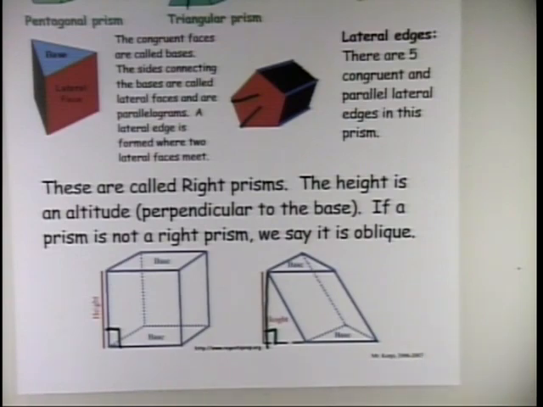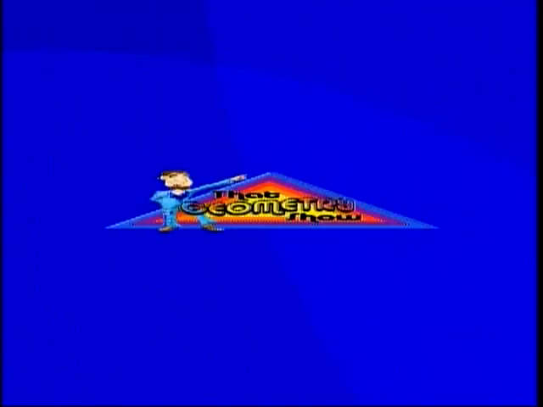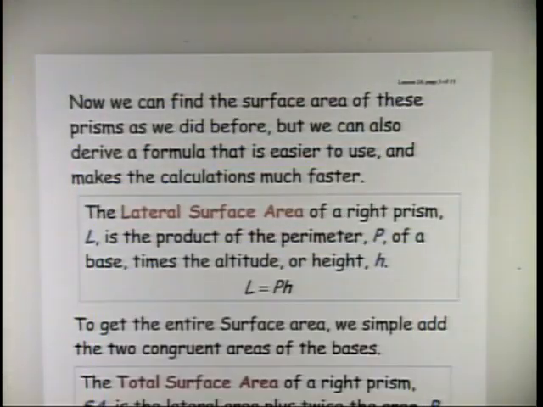Okay, so it's kind of leaning over. We call those oblique. Oblique just means slanted. Now we can find the surface area of these prisms as we did before, but we can also derive the formula that's going to be on that chart, which makes it much easier to use and makes the calculations much faster. So here we go.